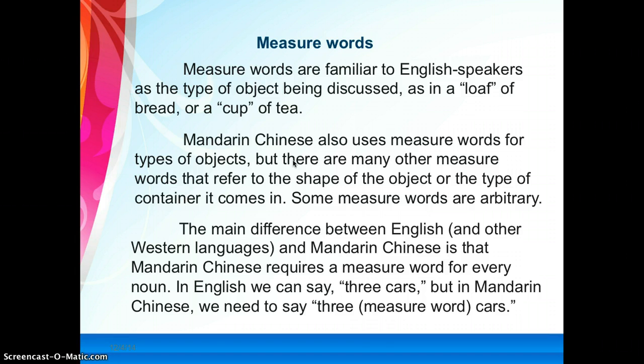So when you have a number plus a noun, you need to think, oh, I should put the measure word between those two things. That's the point. In English, we can say 3 cars, but in Mandarin Chinese, we need to say 3 measure word cars. Got this? Like 3 measure word people, 3 measure word teachers, like this.